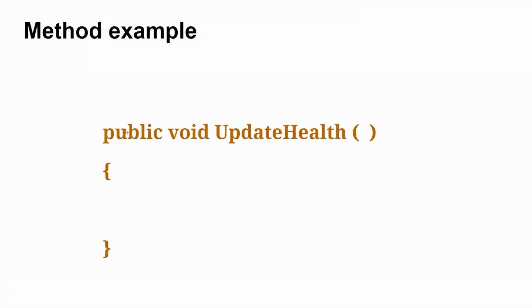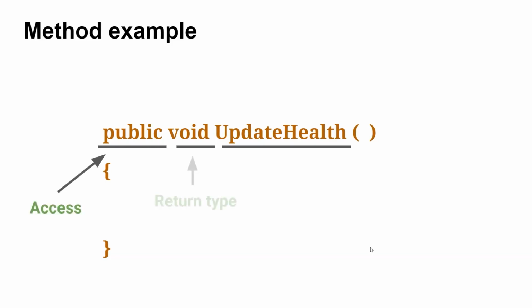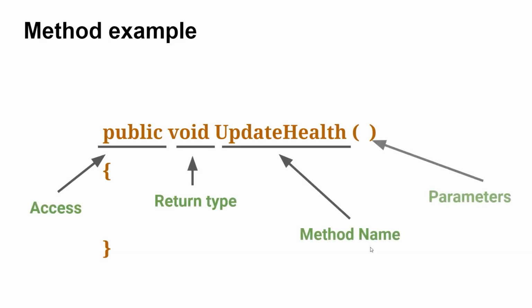So an example here would be UpdateHealth. If we were wanting another script to use this method, then in this script, we would want it to be public, so that way another script could access it. Void just means there's no return type, there's no data we're returning, and then we've named the method and then everything else. So again, access, return type, name of method, and the parameters, which may be empty if you don't have any specific placeholders, arguments, or parameters.